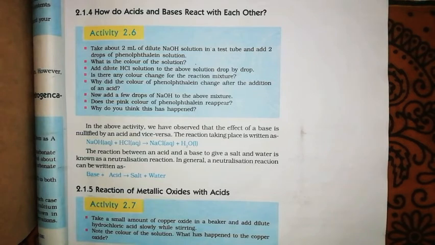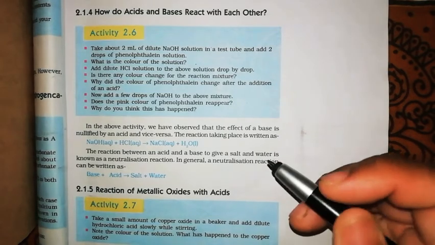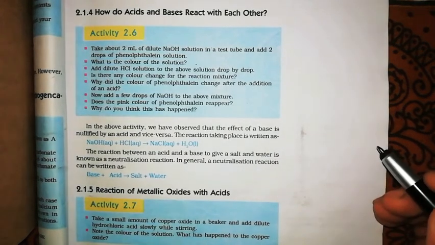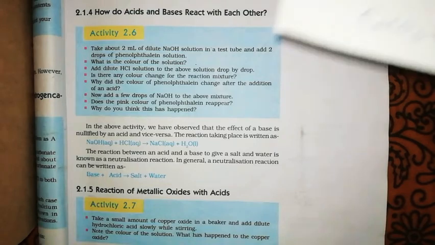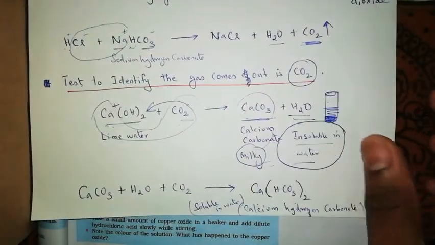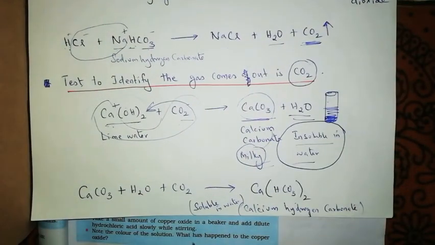The same thing happens with metal hydrogen carbonates. When acids react with them, they also give salt, water and carbon dioxide, right? And we also learned how to identify that the gas that comes out is carbon dioxide. There is a test to identify that. This is also something we learned in the last class.